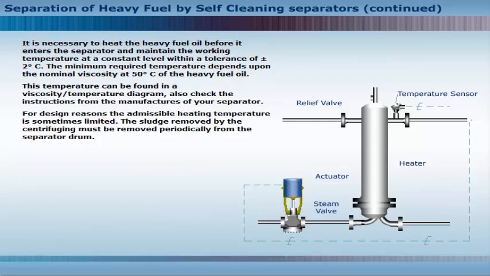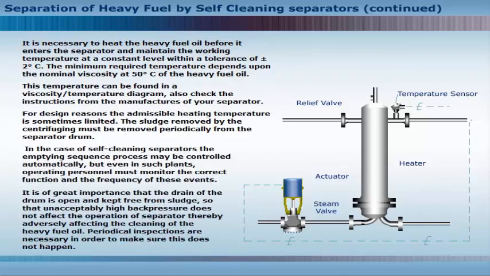The sludge removed by the centrifuging must be removed periodically from the separator drum. In the case of self-cleaning separators, the emptying sequence process may be controlled automatically. But even in such plants, operating personnel must monitor the correct function and the frequency of these events.